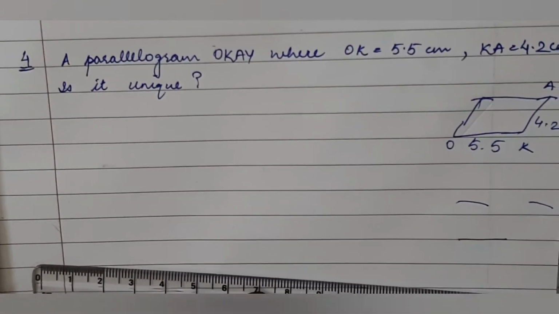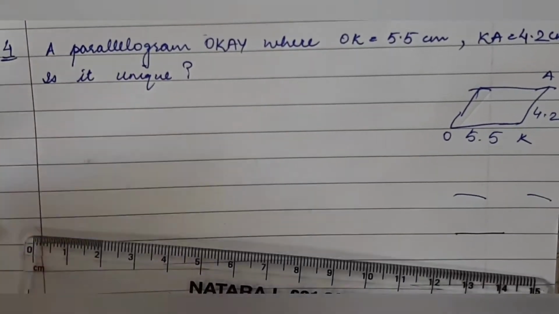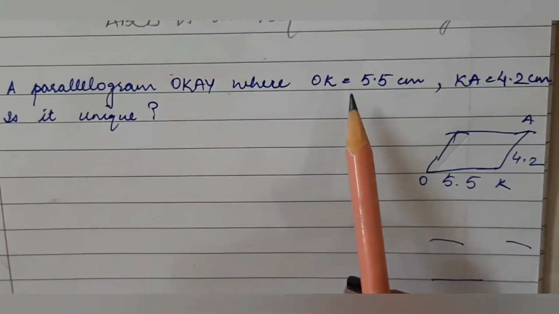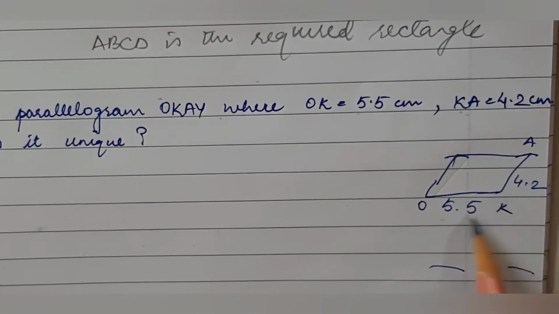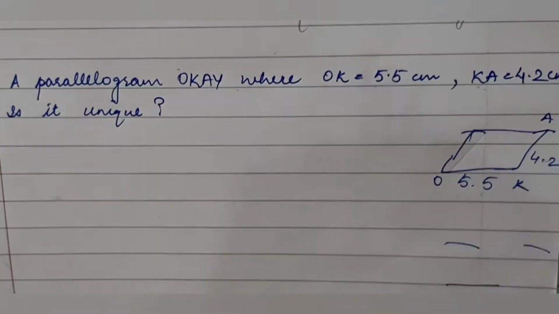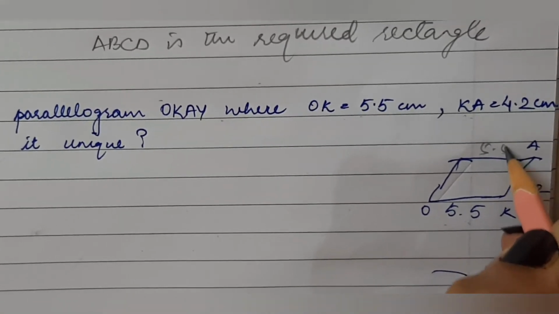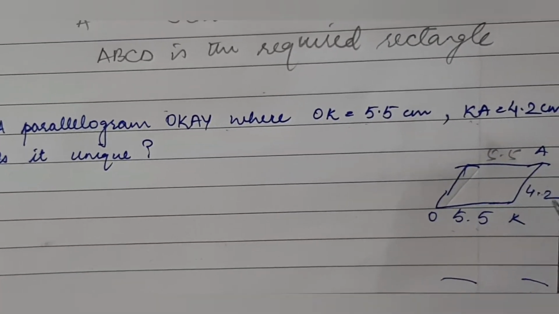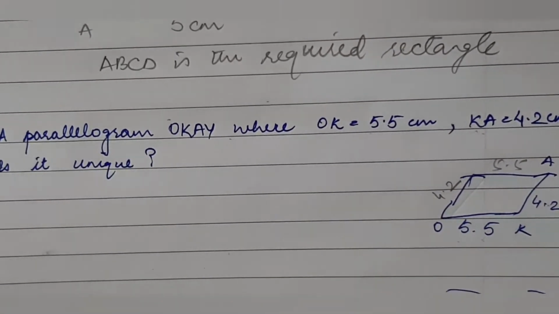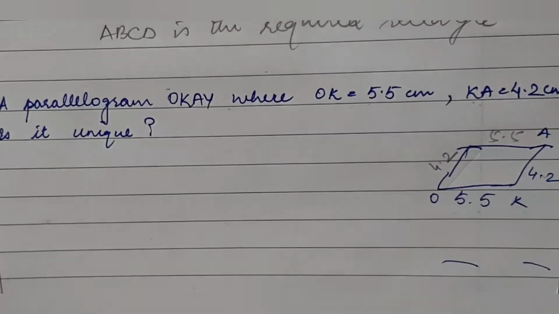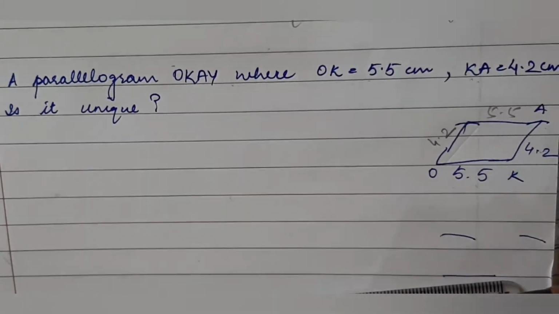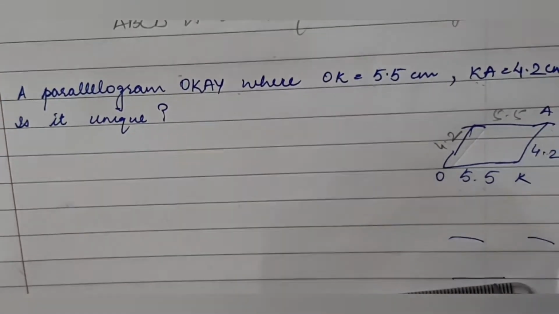Now coming to the fourth question, it's a little tricky question. Let's see what trick we have in this. A parallelogram OK, where OK and K means these are two adjacent sides given. Now we know that in a parallelogram all opposite sides are equal, so this is 5.5, this will also be 5.5, this is 4.2, so this will also be 4.2. But where is the fifth element? I know that to construct a quadrilateral or a parallelogram I need 5 elements. There is no fifth element. So this is the trick, this is the hidden hint.